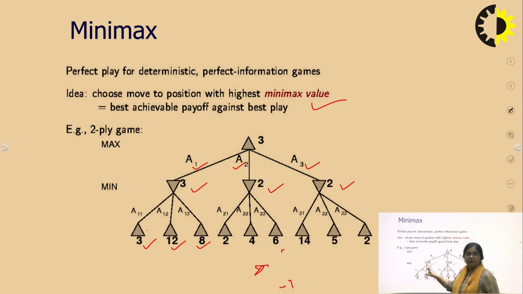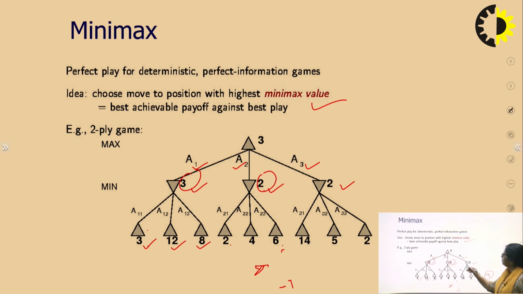Here it is Min's turn. The values are 3, 12 and 8. The minimum among these is 3. So Max got the value 3 from here. Now for action 2, again it has to calculate the minimax value of this node. Now the turn goes to Min, which has to select the minimum among these values: 2, 4 and 6. The minimum value is 2, so 2 will be selected.